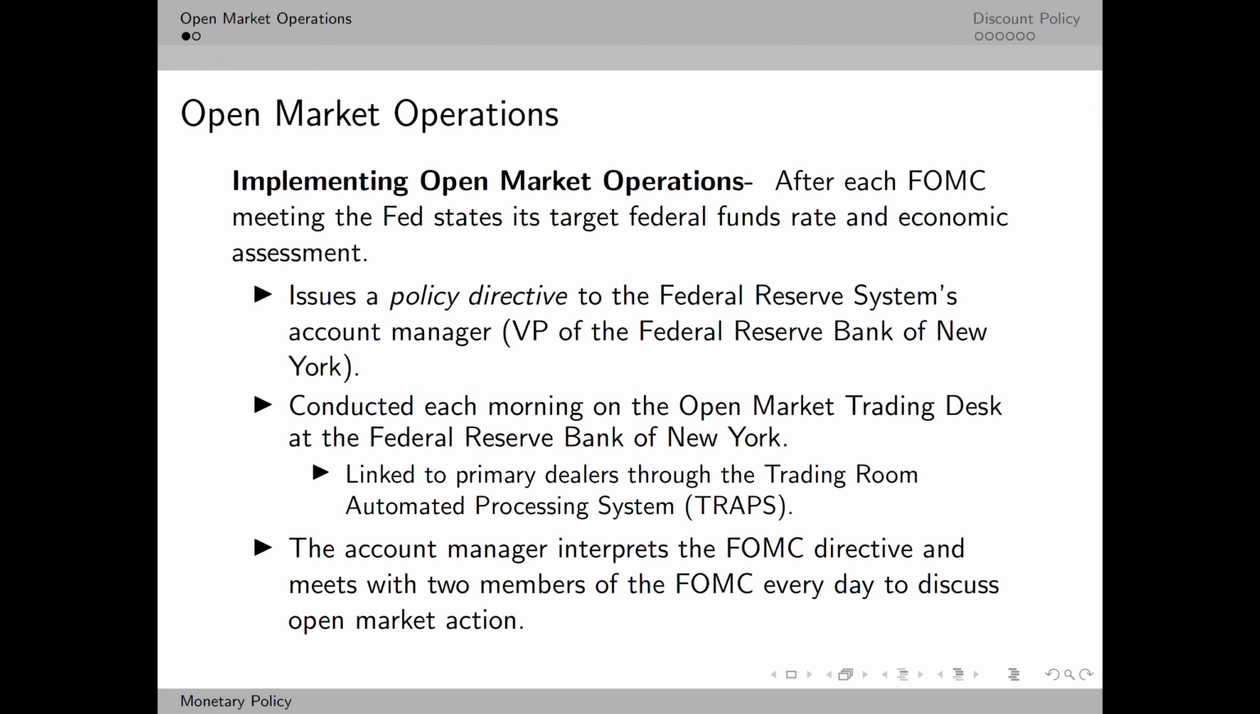They're linked to the primary dealers through what's called the Trading Room Automated Processing System, or TRAPS. And the account managers, each morning, are going to interpret the FOMC directive from the meeting, and then they're going to try and follow what the FOMC wants. To make sure that the FOMC has clear day-to-day guidance on what should be done on the open market trading desk, the account manager is going to meet with two members of the FOMC every single day to discuss what's going on in the market and what directives should be and trades should be occurring on the open market trading desk.